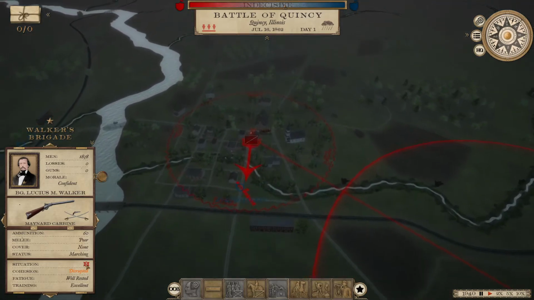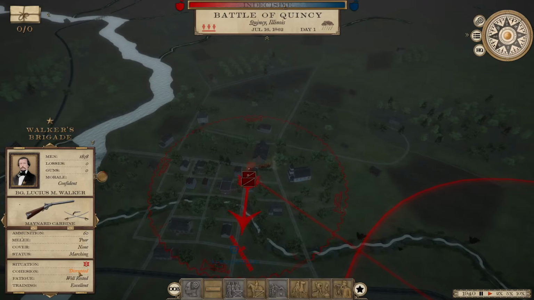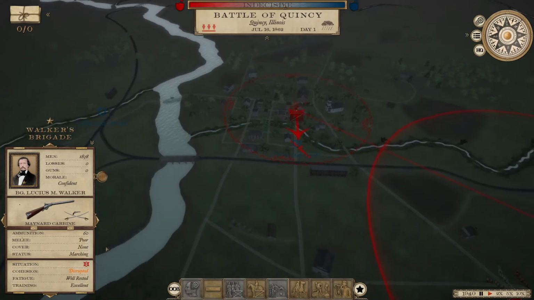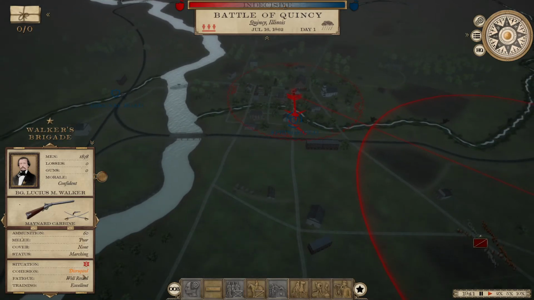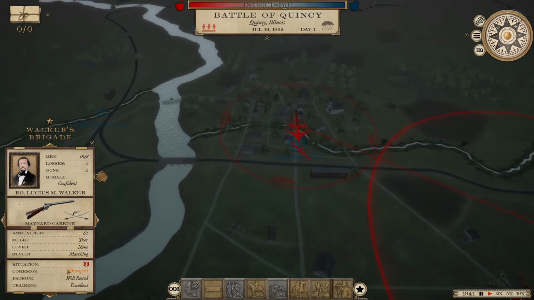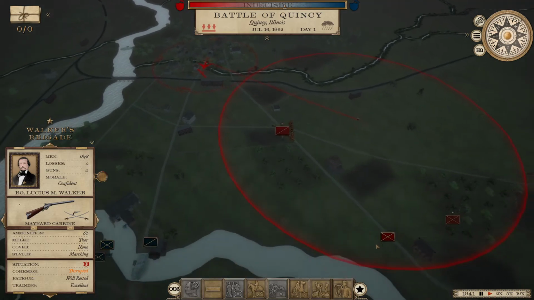Notice that while they're marching and doing those things, you get updates on what's going on. It'll say disrupted, and you'll be like, oh, what's that? It's usually just something that happens when they're moving. And the higher the quality of the troops, the quicker this disruption dissipates.